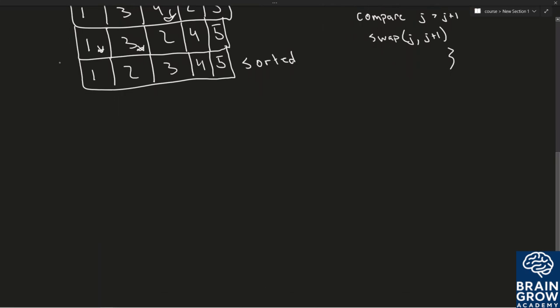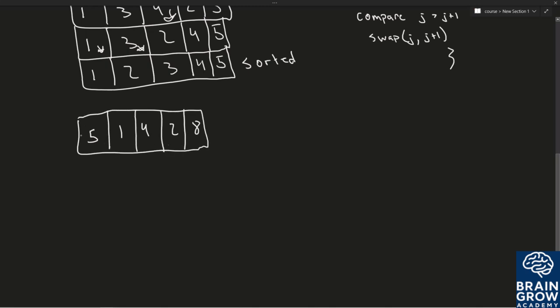So we will do an array of values of 5, 1, 4, 2, and 8. So this is our unsorted vector of values. So we will start here, and then this will be our i plus 1. So now we compare. We see that we need to do a swap. 1, 5, 4, 2, and 8.